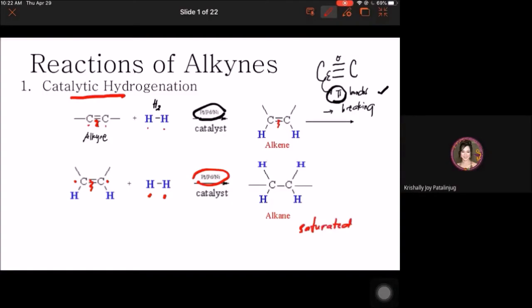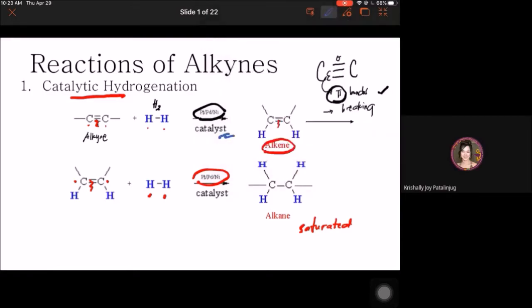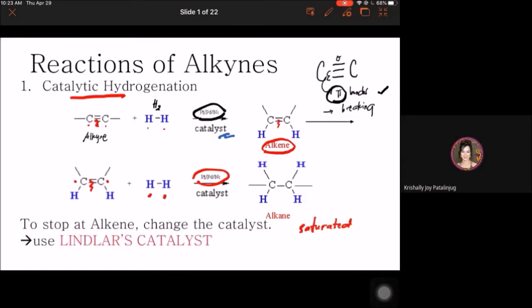hydrocarbon. Now, to control this reaction, we can actually change the catalyst. If our desired product is only until alkene, we can control the reaction. How? By simply changing the catalyst. Instead of a strong catalyst, we can use a weaker type of catalyst. So we can change the catalyst, for instance, using a Lindlar's catalyst.